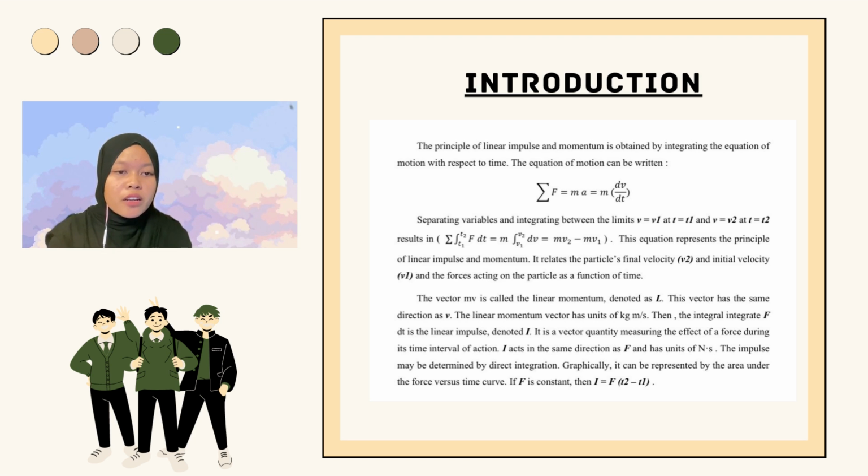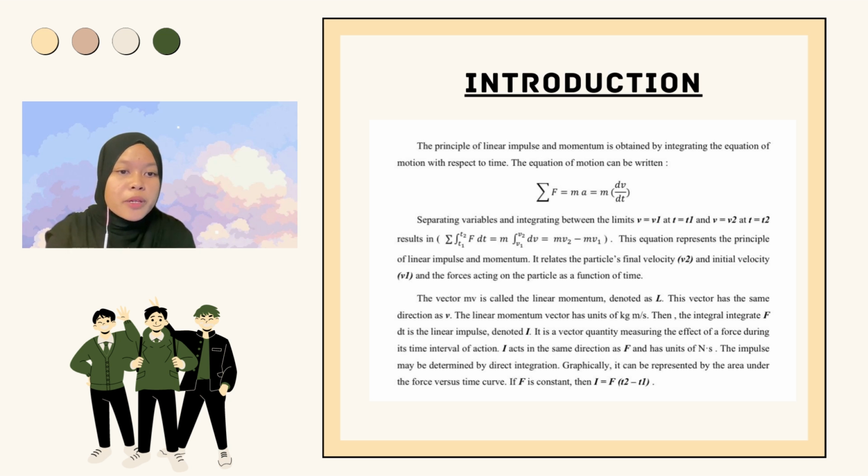Hi, my name is Siti Nur Ain binti Muhammad Jumain, and I'm going to talk about introduction. The principle of linear impulse and momentum is obtained by integrating the equation of motion with respect to time. The equation of motion can be written as the equation below. Separating variables and integrating between the limit v equal v1 at t equal t1 and v equal v2 at t equal t2 result in this equation. This equation represents the principle of linear impulse and momentum.